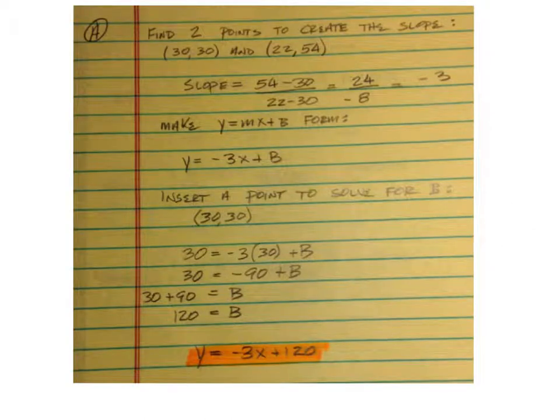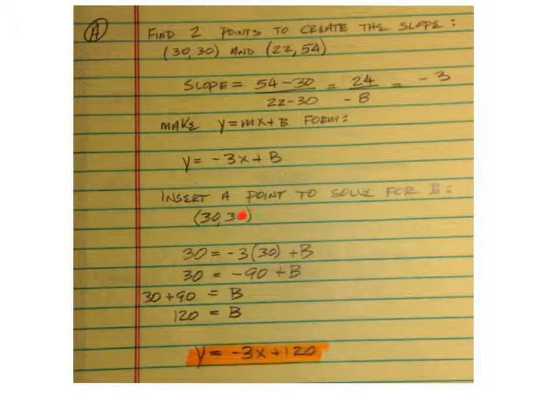On part A, I chose (30, 30) and (22, 54). You may have chosen two different points, but it still should work out the same. So in my case, it'll be 54 minus 30 over 22 minus 30. That will come out to be a -3. You should have -3 for your slope, regardless of what points you chose.